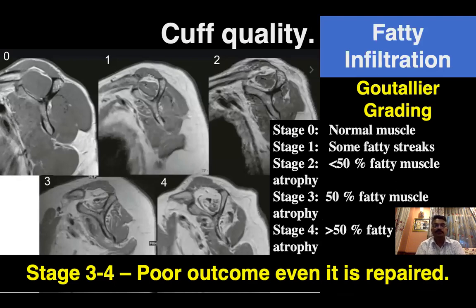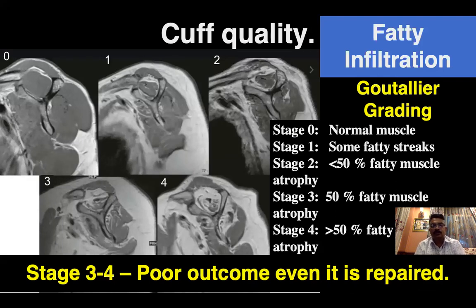It is also important to do an MRI, so that will indirectly tell us the cuff quality. I'll not go into detail of this. The Goutallier grading has to be done of the fatty infiltration. And most of the research says that if there is a stage 3-4 Goutallier fatty infiltration, there is a poor outcome.